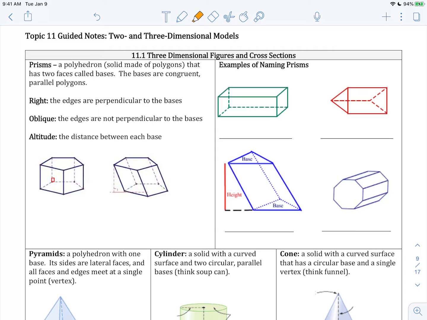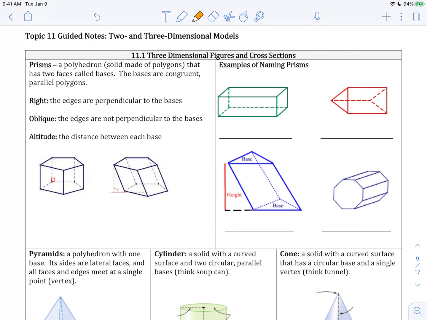Today we are going to start talking about three-dimensional figures and solids. So you can print this document on my website and follow along. It's the whole topic 11 guided notes. So if you print it, you'll be using that whole packet as we do notes for the rest of this unit. So feel free to print that, follow along if you'd like. Otherwise, just listen, answer questions as they come up.